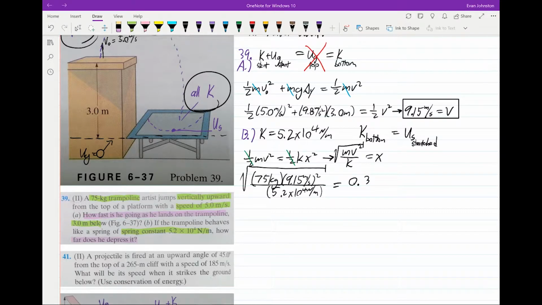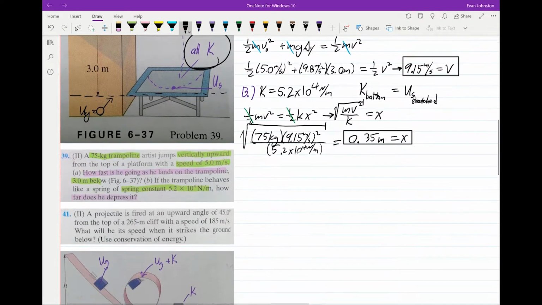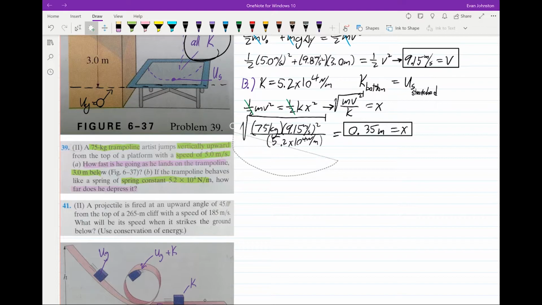And at the end of the day, that gives me 0.347, or maybe just 0.35 meters is how far that gets stretched. So not very far, 35 centimeters. Okay. And maybe let's just bring this back down.